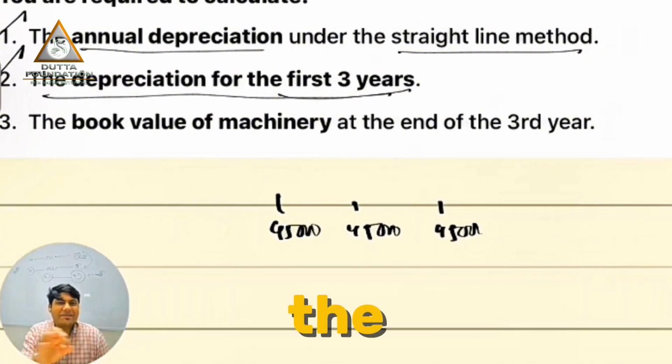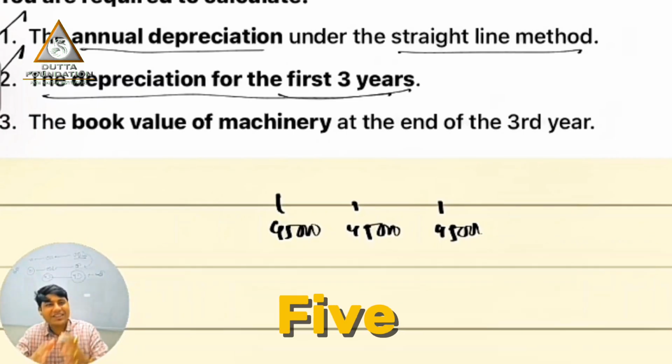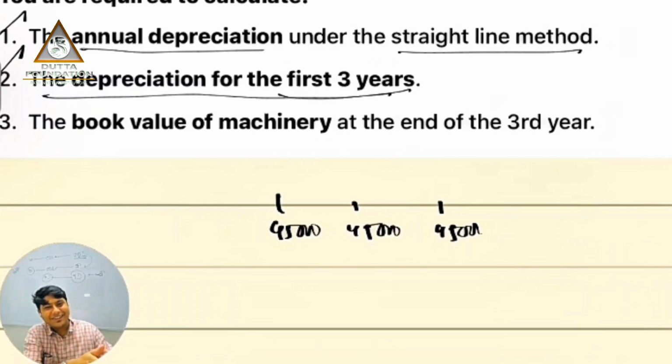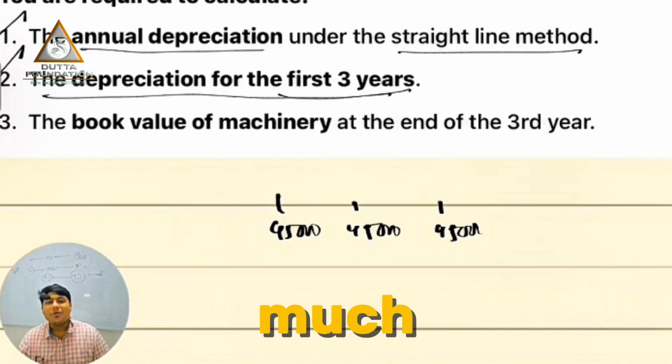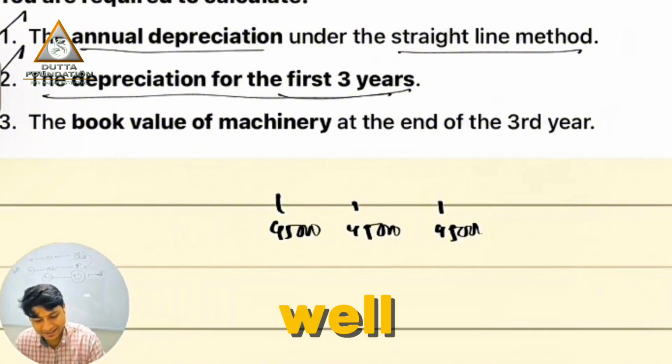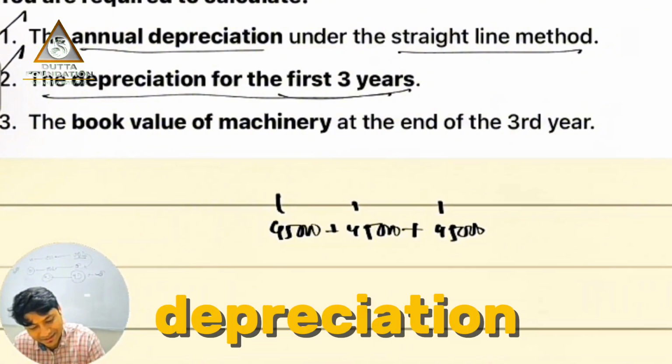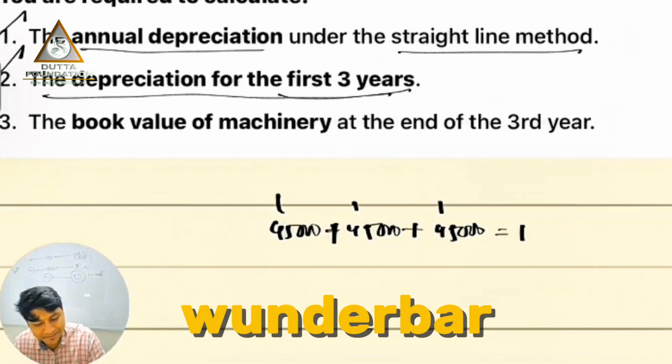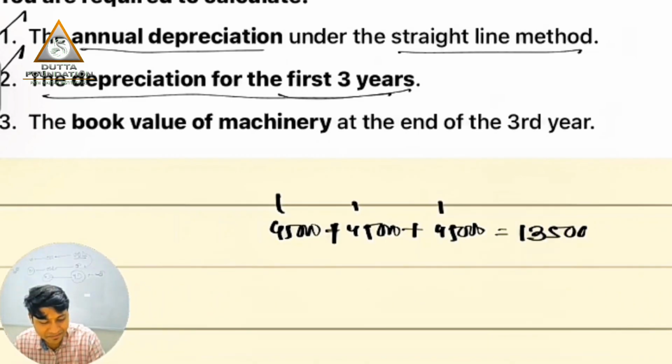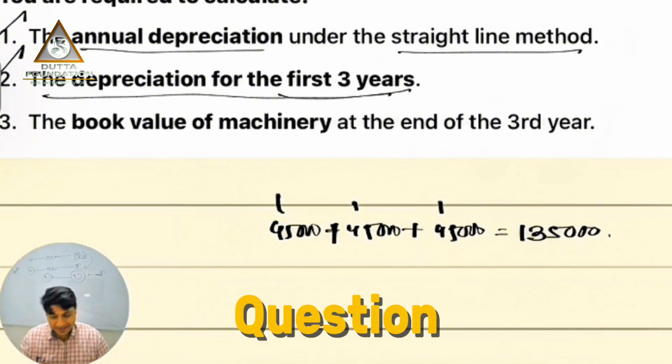So altogether the depreciation is going to be 45 plus 45 plus 45, which comes to 1,35,000. Well done. So this is the first 3 years' depreciation. Wonderful. Very good. And the last question.